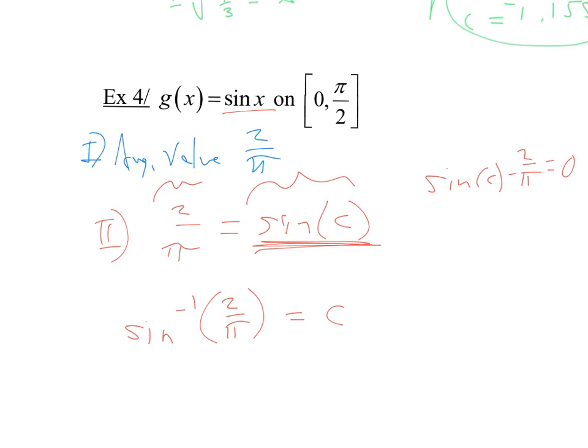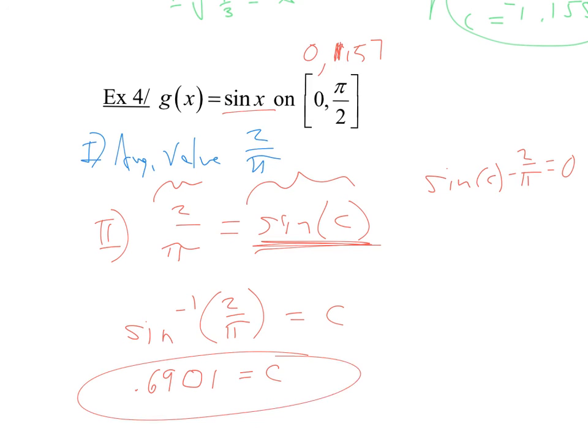Now, a lot of times with trig, this won't always give you all of the answers, so you want to make sure you check this on your calculator. But if we do that, we'll get 0.6901. Since pi over 2 is basically 1.57, I can confirm that this value is between 0 and 1.57. So those are my values.